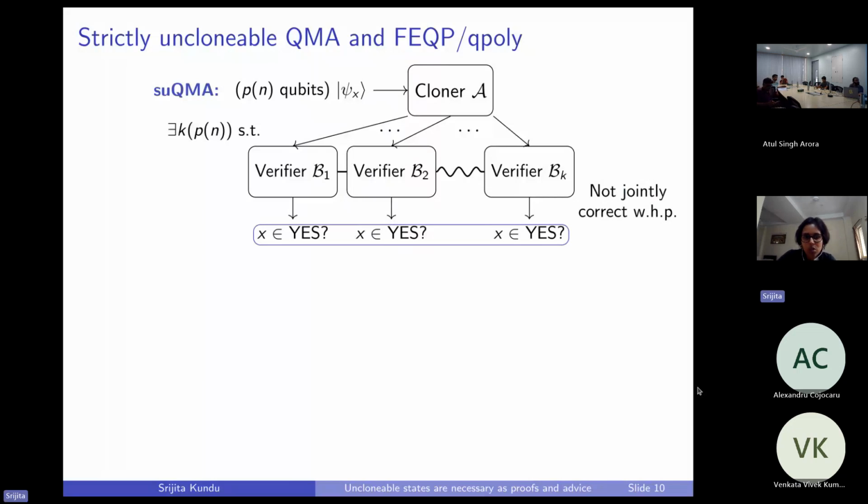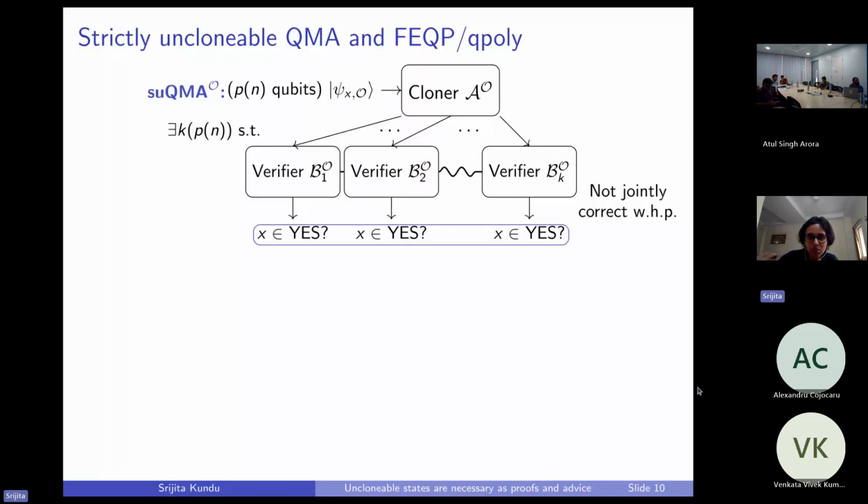And so we'll use the Oracle version of this. The Oracle version is very similar. So SU-QMA is defined with respect to an Oracle. Here basically everything depends on the Oracle. The proof states depend on the Oracle. The cloner has access to the Oracle and the verifiers also have access to the Oracle.